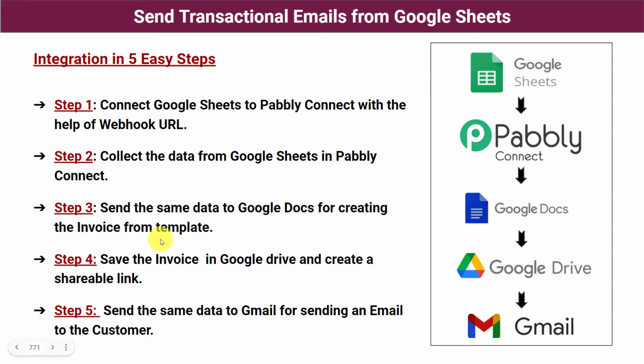So in third step, we are going to deliver the data from Pabbly Connect to Google Docs to create an invoice. Step 4 is save the invoice in Google Drive and create a shareable link. So in fourth step, we are going to save the invoice here in Google Drive and generate a link to be shared. Step 5 is send the same data to Gmail for sending an email to the customer. So in fifth step, we are going to deliver the link of the invoice that we have created as an attachment in an email to our customer from our Gmail account. Alright, now first of all, let's switch to our step 1 and open Pabbly Connect.